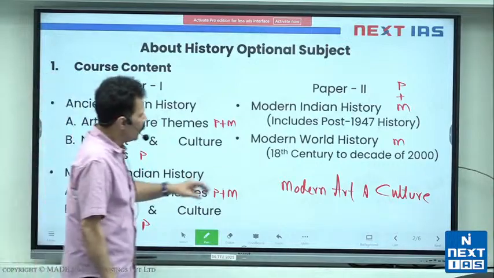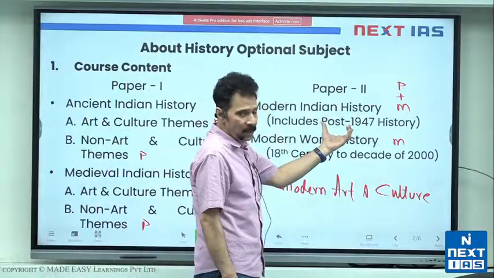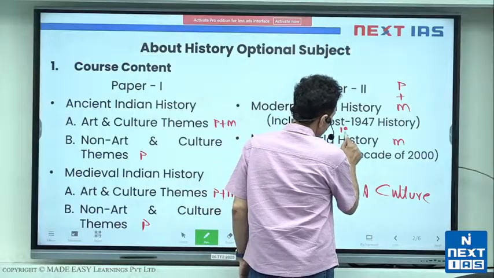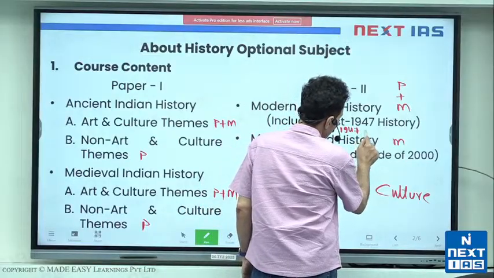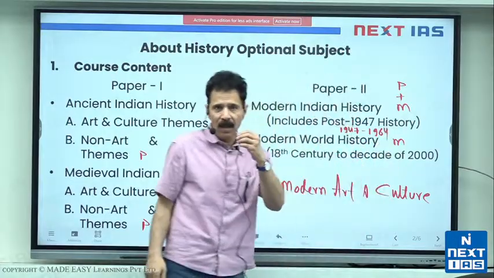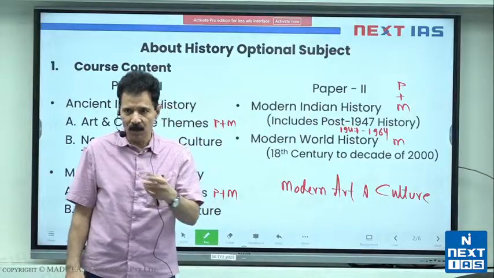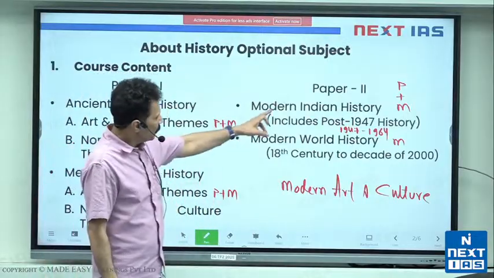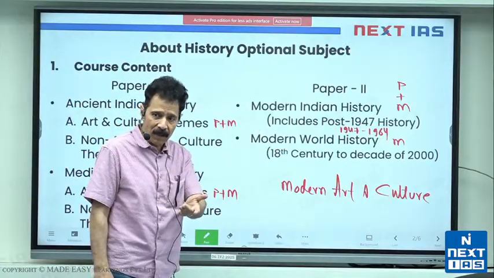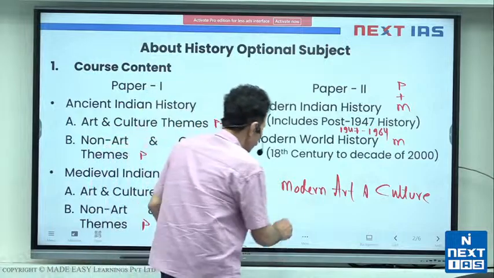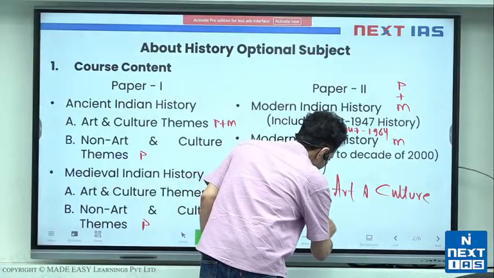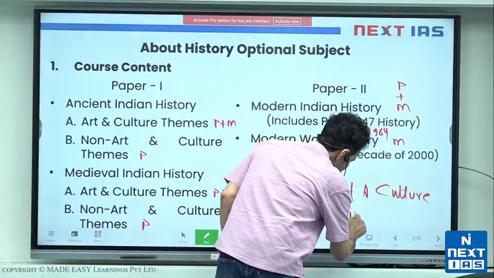Second thing, post 1947 history in history optional subject is 1947 to 1964. Mainly this is what we call the first phase of independence, the Nehruvian era. The same thing is there in GS as well, but that is different. That is beyond 64 as well. That is still present. So the GS part is 1947 till present.